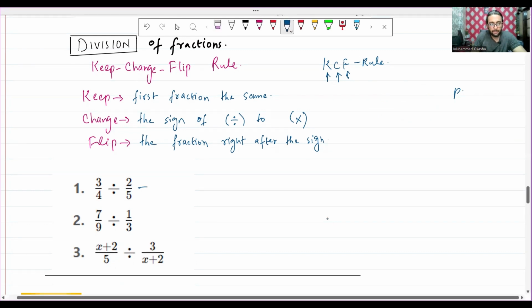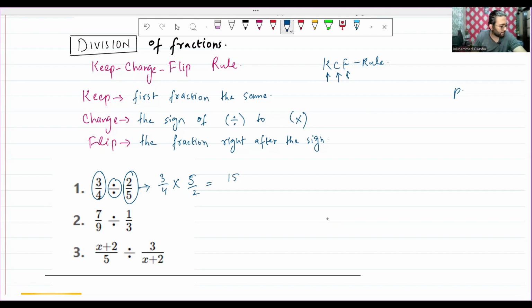Right, let's apply division on this one. I'm not changing anything in this fraction. I'll write it like this. I'll change the sign, so this division will now be multiplication, and I'll flip this one right here. So 2 over 5 will now be 5 divided by 2. Multiplication is simple: top times top, bottom times bottom. So I will get 15 divided by 8.